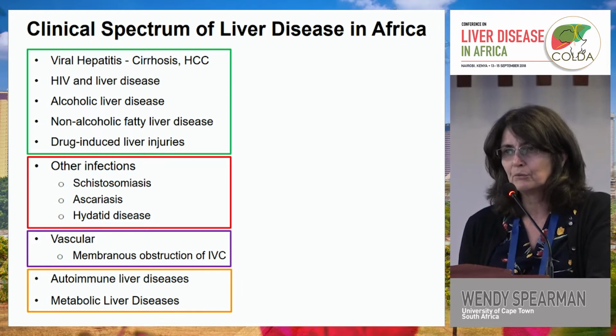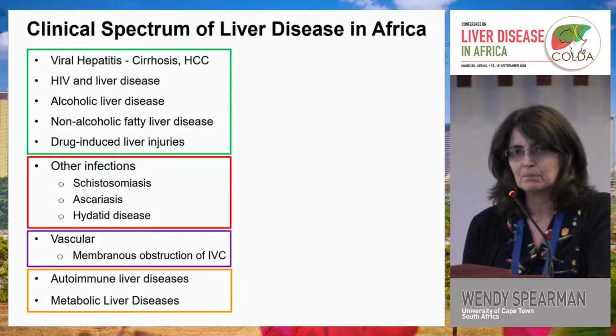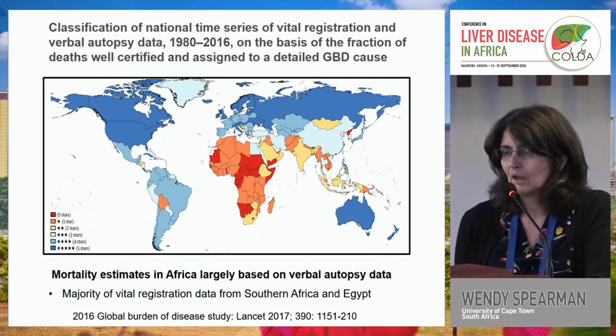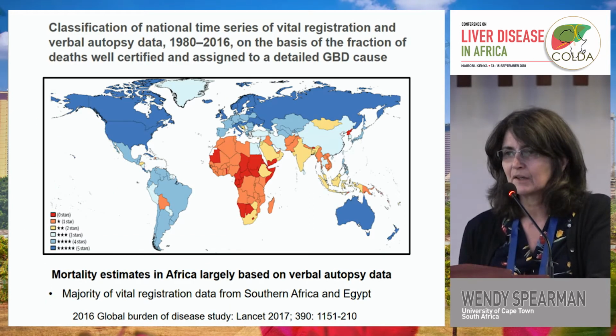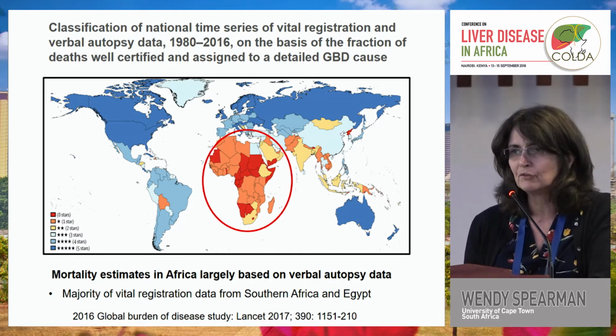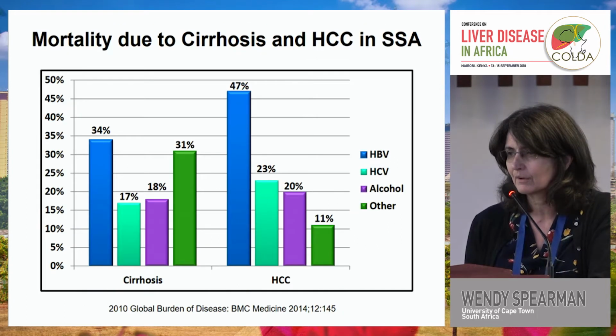In terms of the more rare diseases like autoimmune liver disease and metabolic disease, these are probably seldom diagnosed and are missed. And one of the other problems is this lack of adequate data. Mortality estimates in Africa are largely based on verbal autopsy data, with the majority of the vital registration data coming from Southern Africa and Egypt.